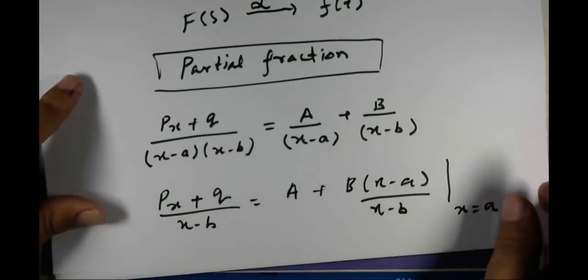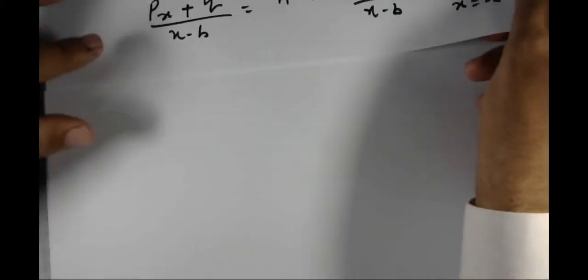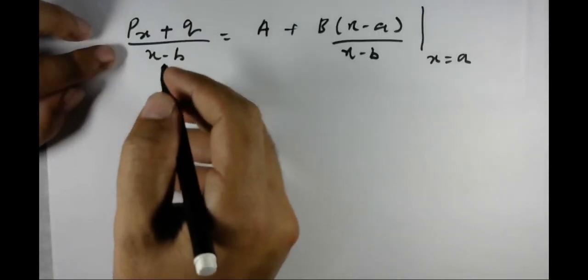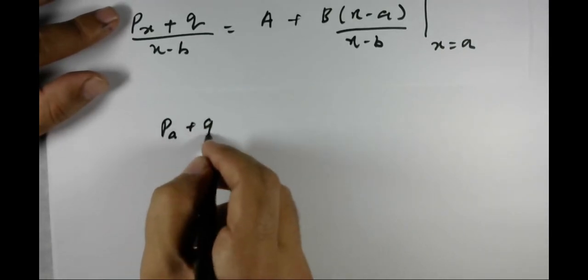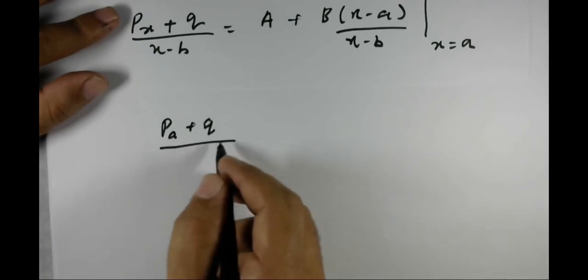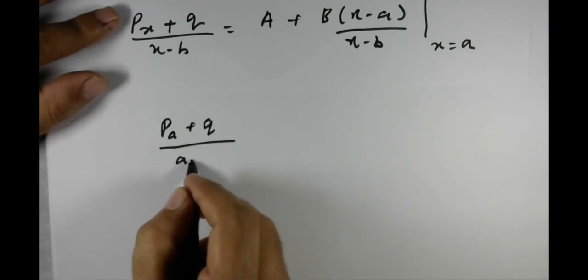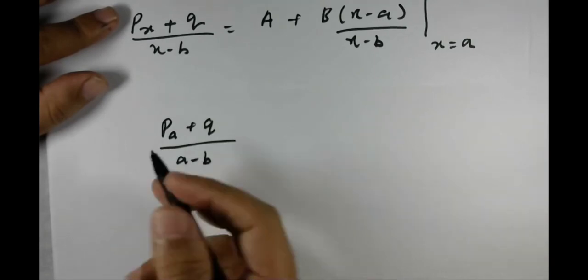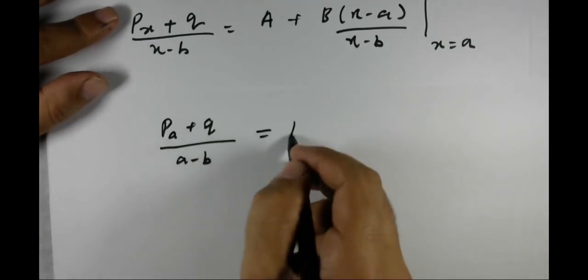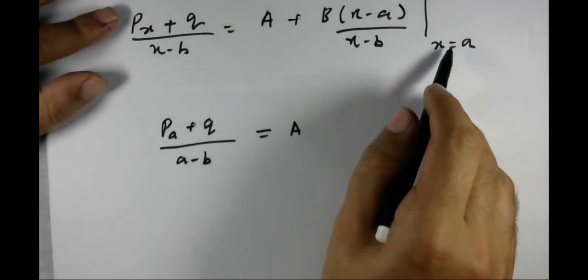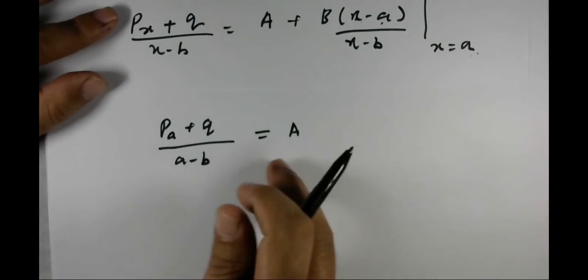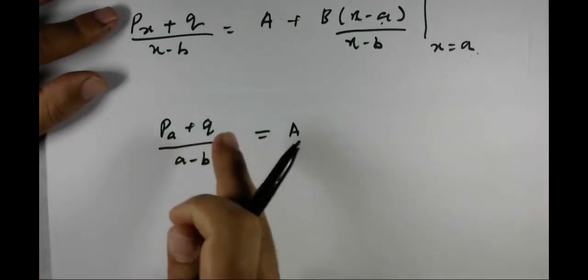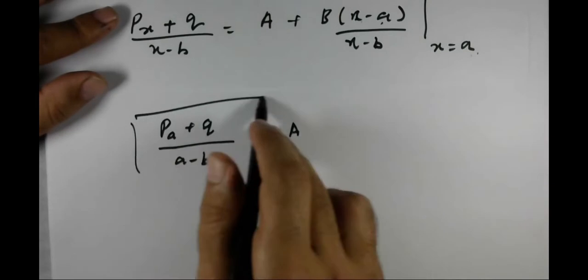So I can say that this will be (pa + q). p and q are two constants. This will be a minus b; say a is 2 and b is 3, so this will be minus 1, is equal to A. And when you put x equal to a, the next term will be (a − a), which is 0. So A is equal to this thing. p is a constant, q is a constant, a is a constant, b is a constant, so you get the value of A.